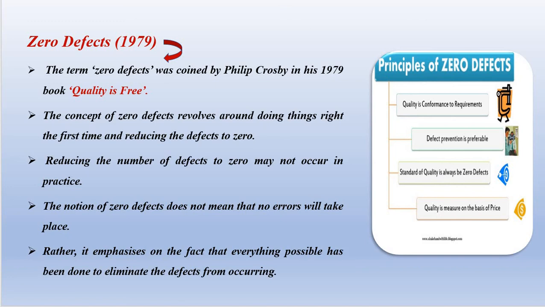Then it is zero defects. The term zero defects was coined by Philip Crosby in his 1979 book, Quality is Free. The concept of zero defects revolves around doing things right the first time and reducing the defects to zero. But reducing the number of defects to zero may not occur in practice. The notion of zero defects does not mean that no errors will take place. Rather, it emphasizes the fact that everything possible has been done to eliminate the defects from occurring.